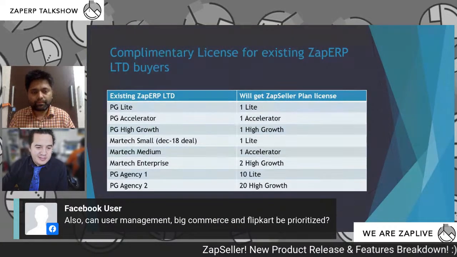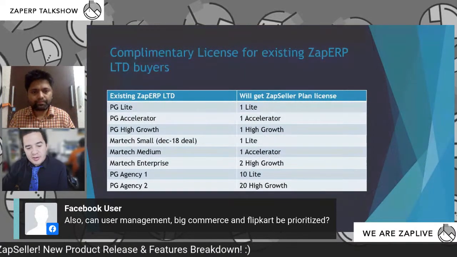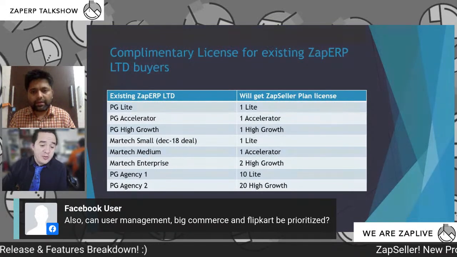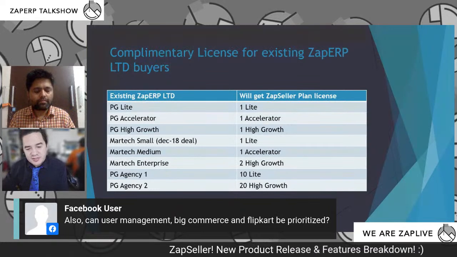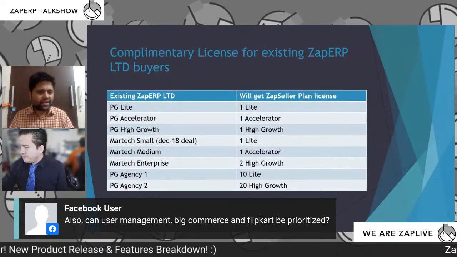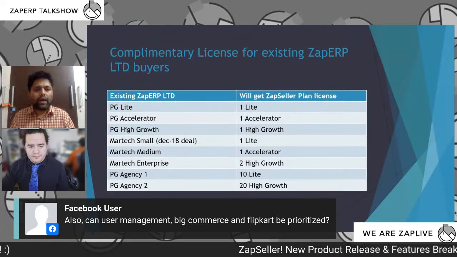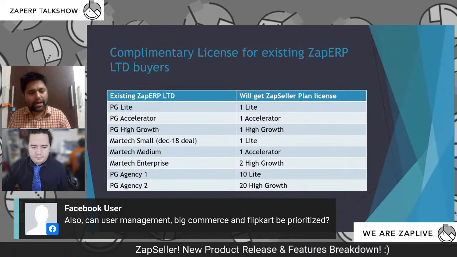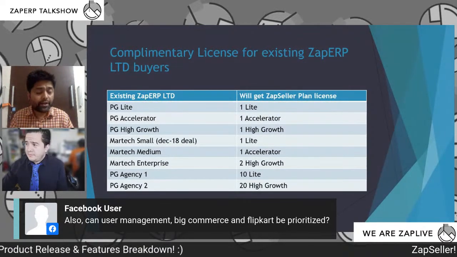Got it. Can user management of BigCommerce and Flipkart be prioritized? So that's three different prioritizations. Right, absolutely. In my second slide, I did talk about user management, or a user permission issue. And that is something that we are trying to push at the end of this week or early next week. So that is definitely already prioritized.